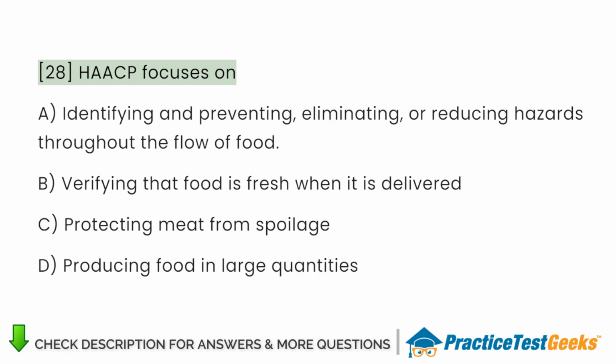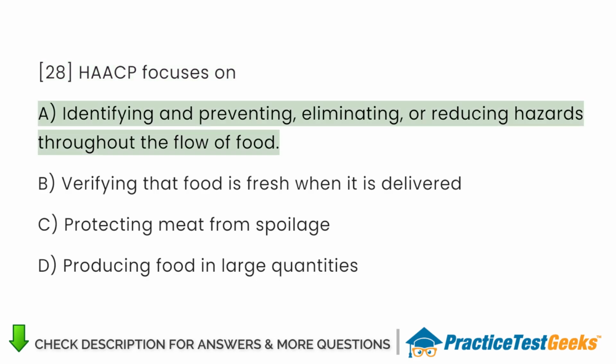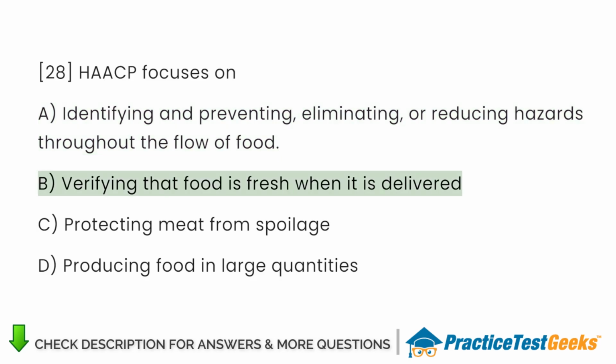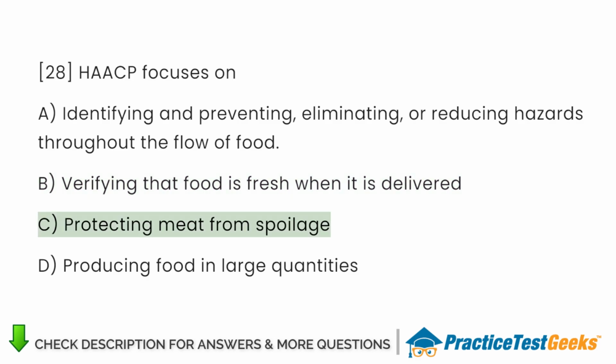HACCP focuses on A. Identifying and preventing, eliminating, or reducing hazards throughout the flow of food. B. Verifying that food is fresh when it is delivered. C. Protecting meat from spoilage. D. Producing food in large quantities.